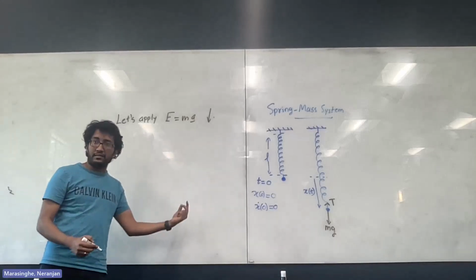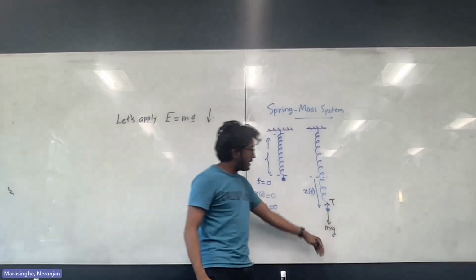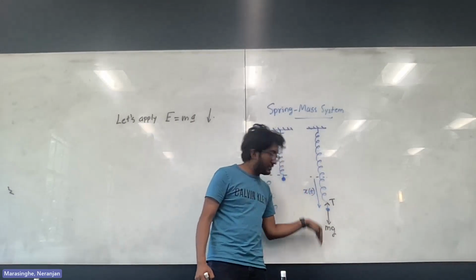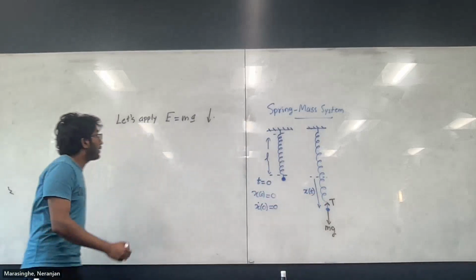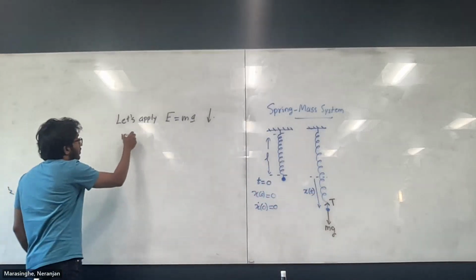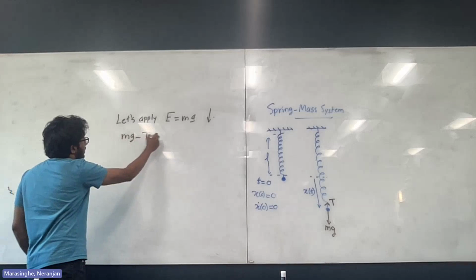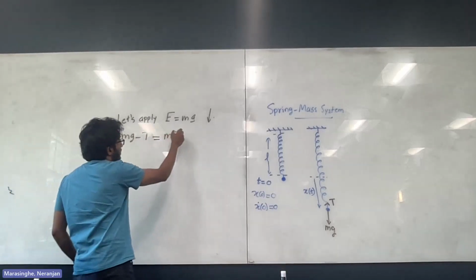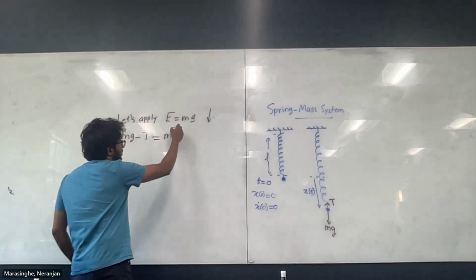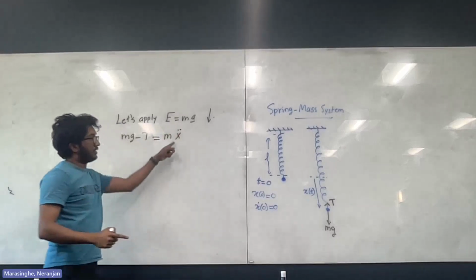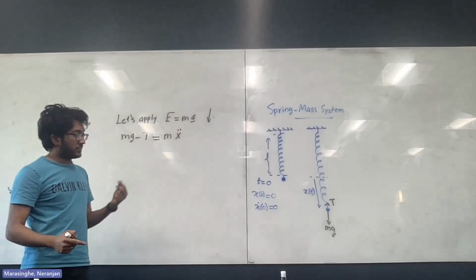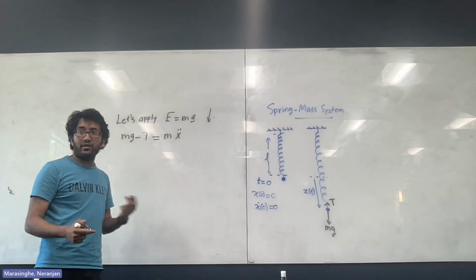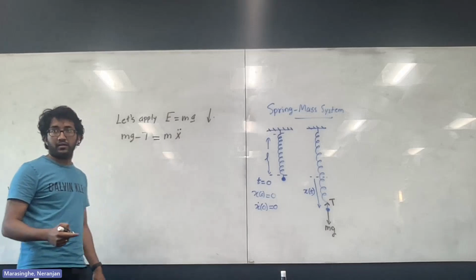It is mg minus T, because mg is along this direction, T is in the other direction. So the total force downwards is mg minus T. Okay. mg minus T is equal to ma. So that is m times x double dot. This is the acceleration, right? x is the position at time t, x dot of t is the velocity at time t, and x double dot of t is the acceleration at time t.